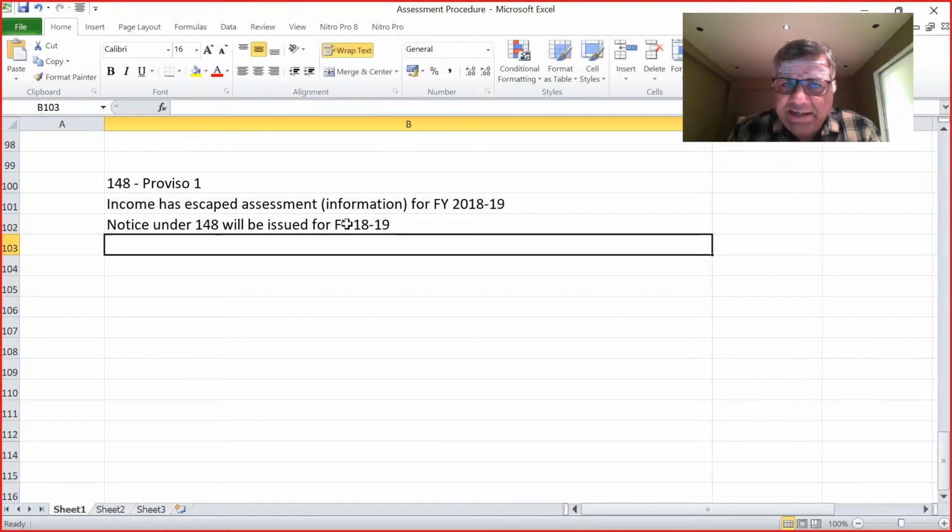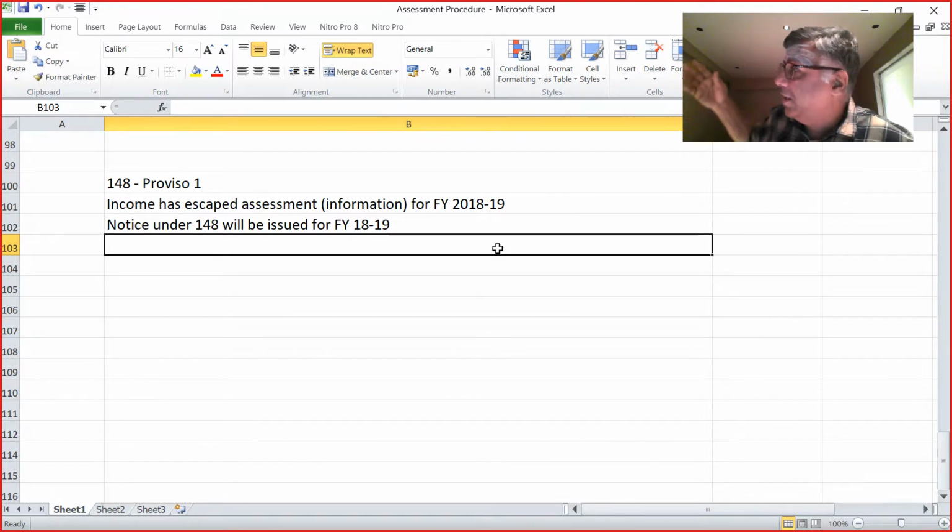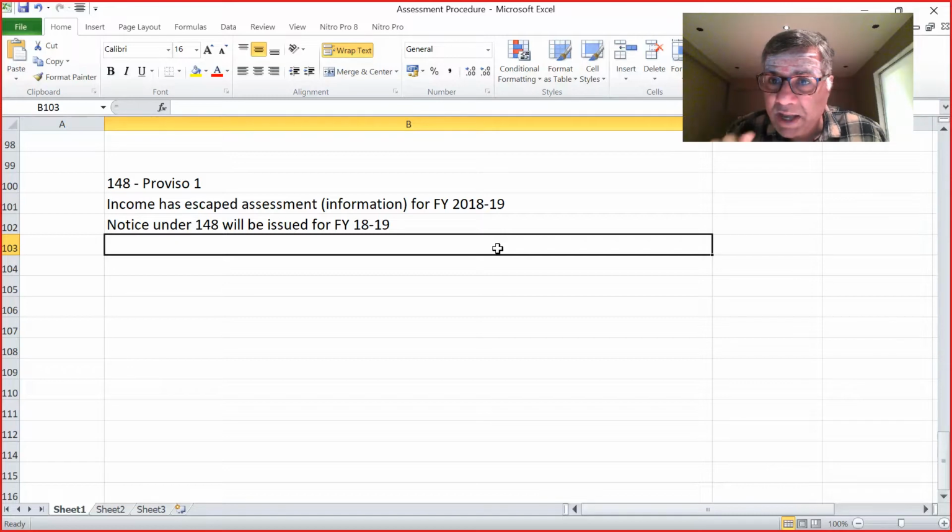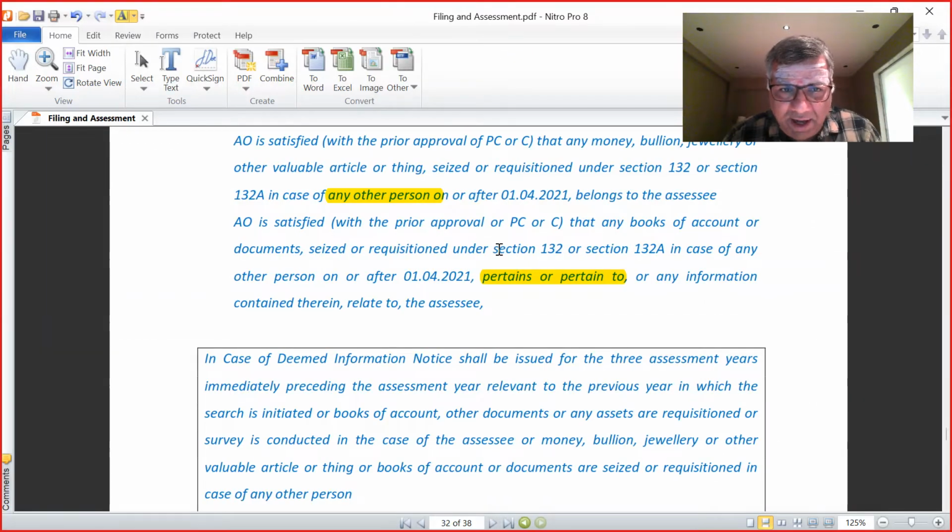Financial year 1819. Can I issue for 1718? No, the information pertains to 1819. Can I issue for 1920? No. I get only information pertaining to 1819. So I will issue notice only for 1819.